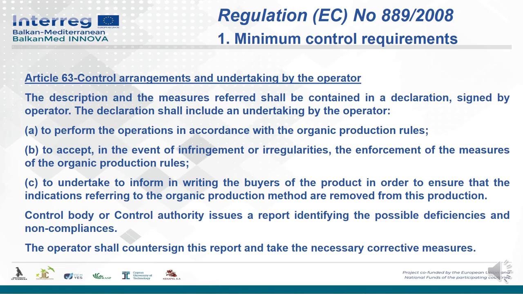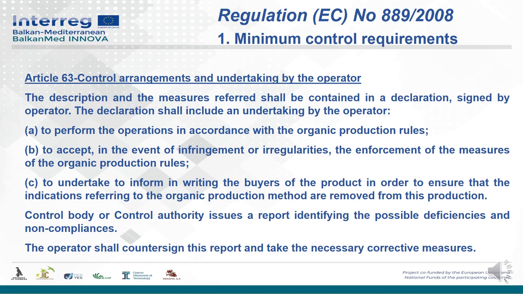Continuing with Article 63, Control arrangements and undertaking by the operator. The description and the measures referred to shall be contained in a declaration signed by the operator. The declaration shall include an undertaking by the operator. So before entering into the organic production method system or quality system, the operator has to make a declaration in which he declares that he undertakes to respect the rules, conditions and standards of the organic production method.